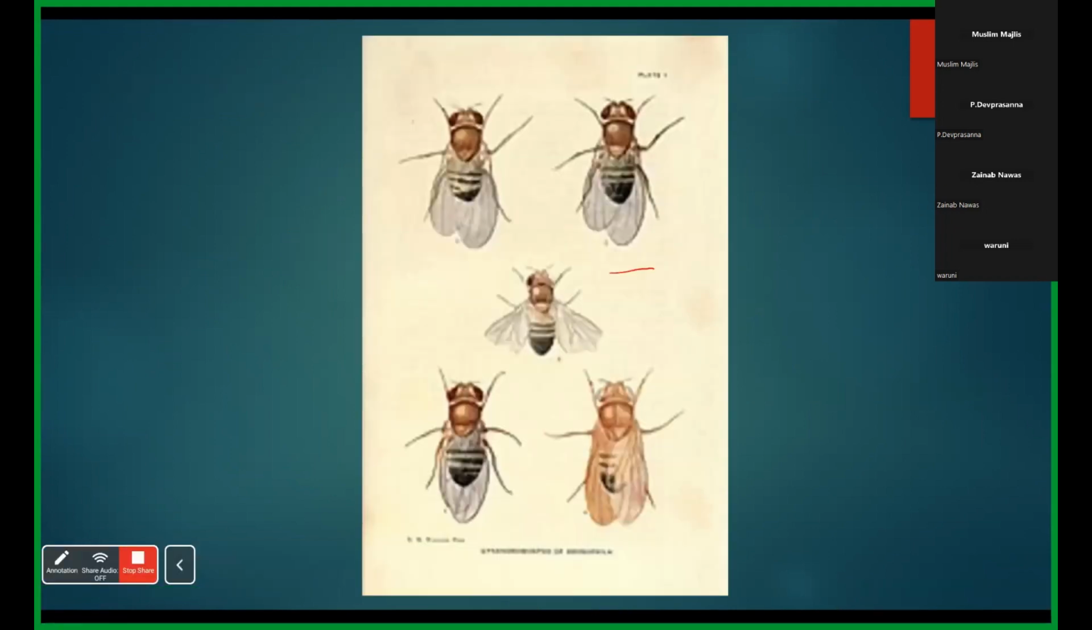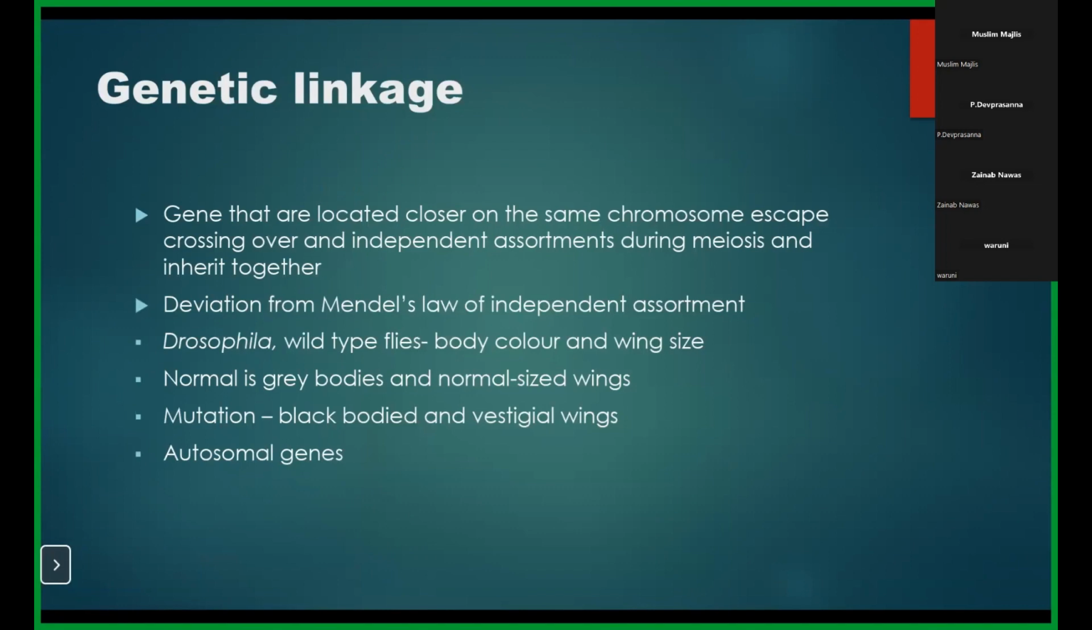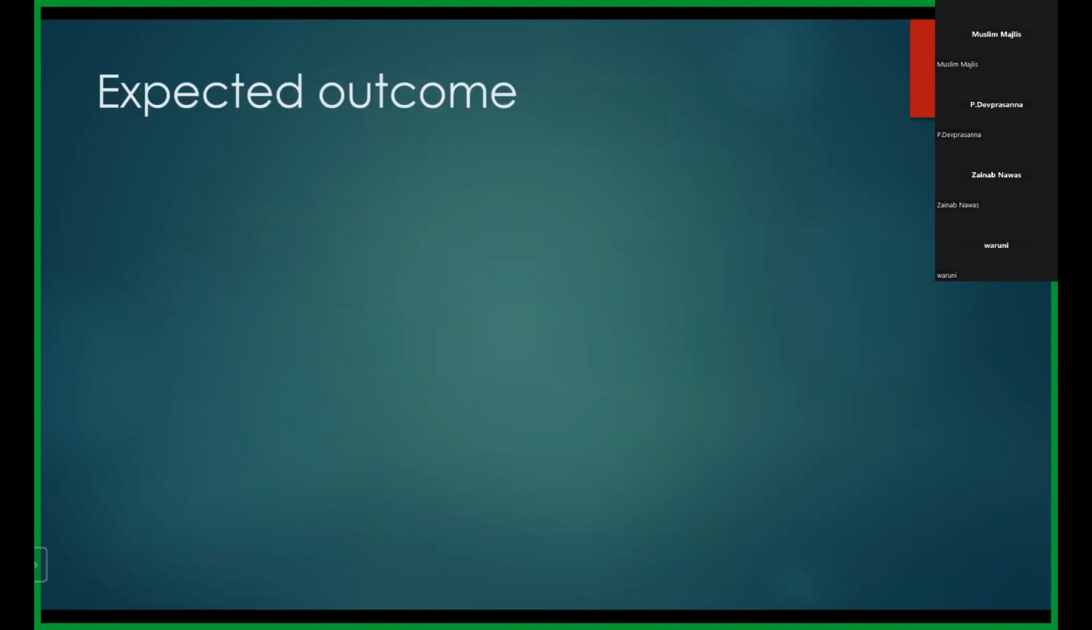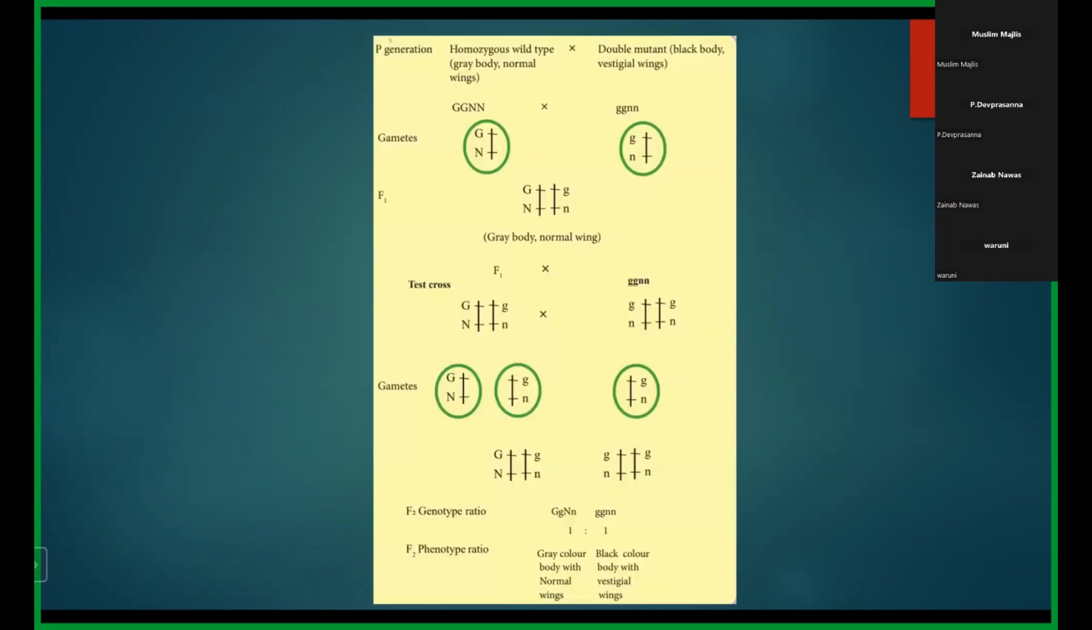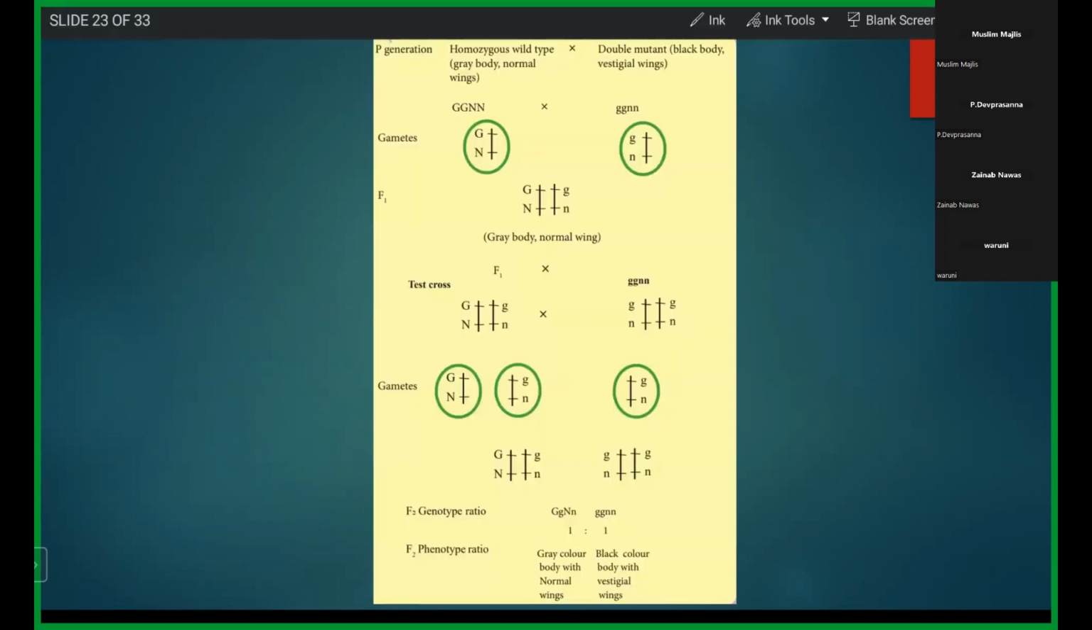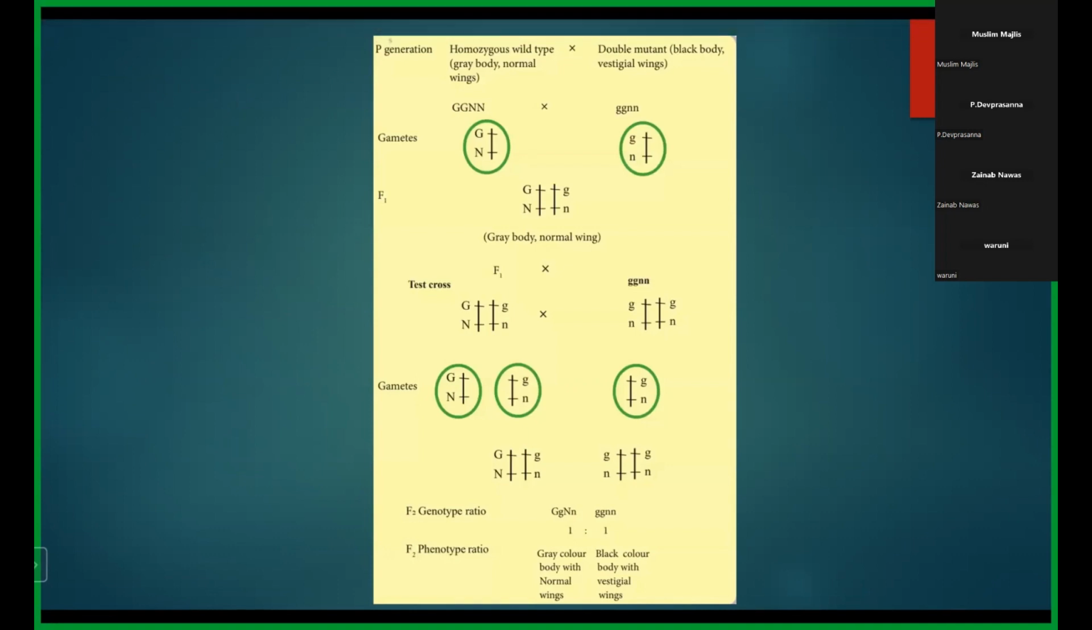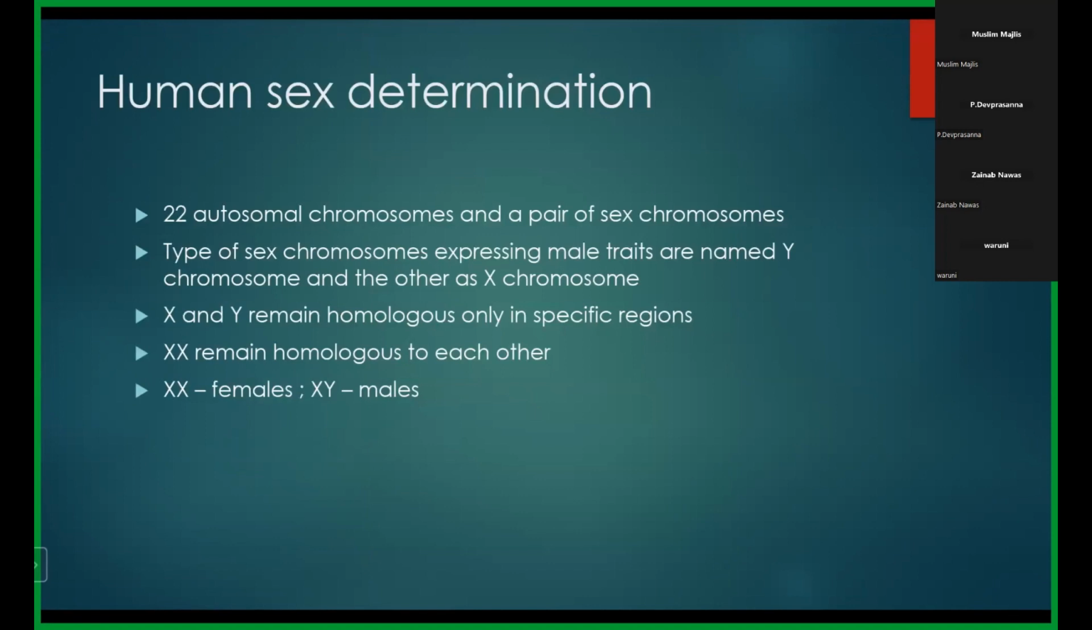Because these two genes, the gene that is responsible for the body color and the gene that is responsible for the wing size, were linked together because they were close on the same chromosome. That led to a different outcome than the Mendelian ratio. Since I made a small mistake, the gray body and normal wings is the common one, and the double mutation is black body and vestigial wings. So when you're presented with questions, you can be careful with that.